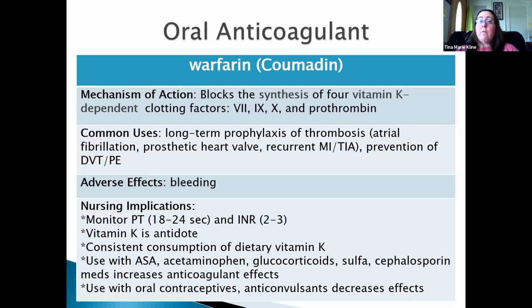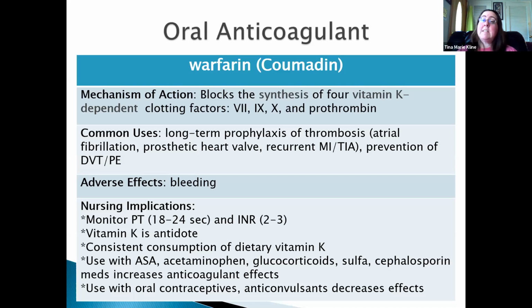Obviously, if you're using warfarin with anything else that can affect bleeding, it's going to increase the risk for bleeding. So aspirin, acetaminophen, because acetaminophen affects the liver, and you remember the liver makes your clotting factors. So if your patient is on medications that strongly affect the liver, or maybe they have some underlying liver disease, that's a concern. Certain antibiotics can also increase those anticoagulant effects.